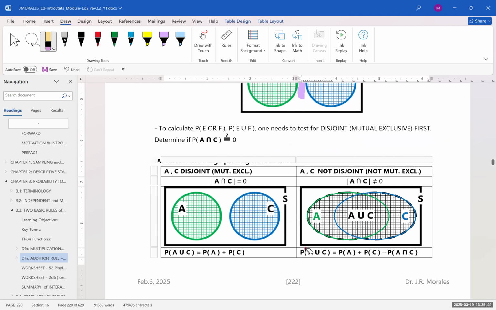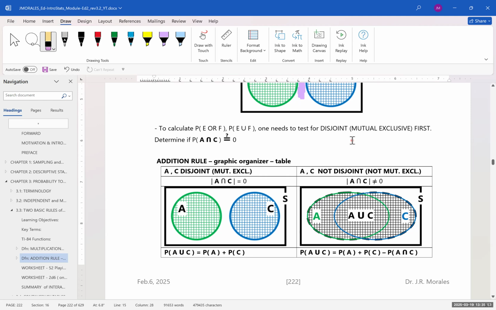So again, I'm just restating what I just talked about here on this bottom part. Here you've got two events. Here you've got two events that are disjoint. So this is the addition rule that you use. Here are two events that are non-disjoint. This is the addition rule that you use with that extra term there at the end. Here you can see that the intersection is 0. Okay, there's nothing in between them. And here the intersection is not 0, it's some number because they overlap.